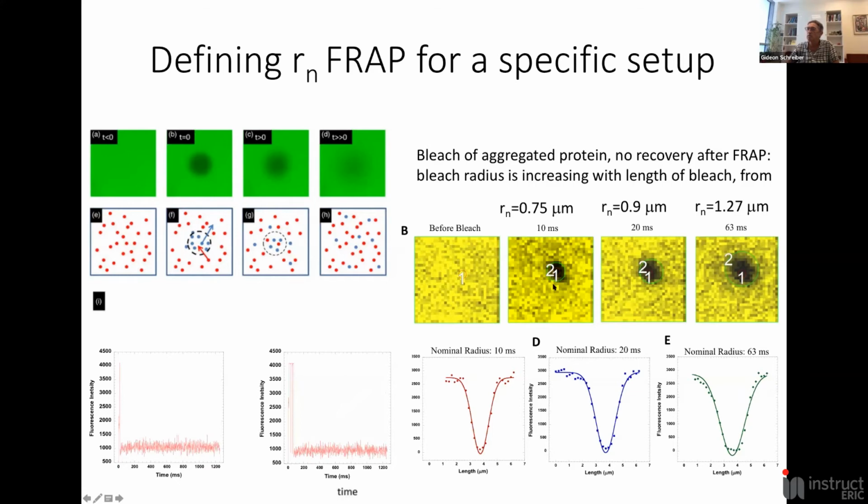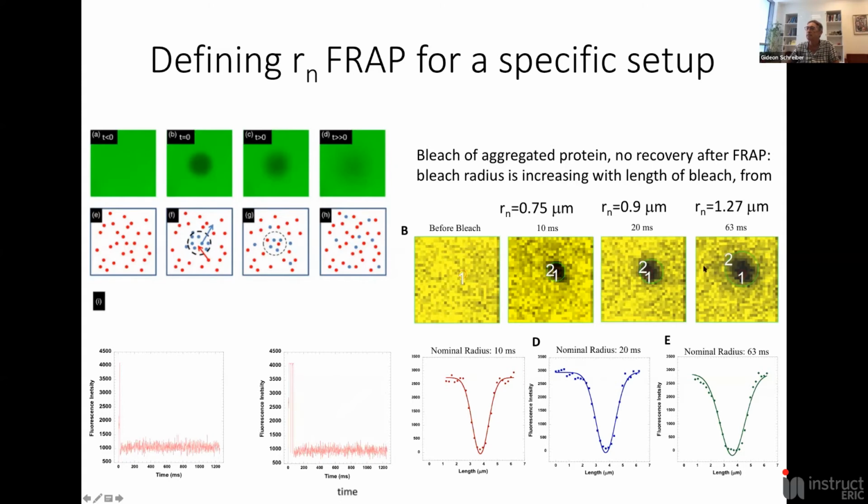And what you can see is that the size of bleach is changing depending on the bleach time. You see, this is 10, 20, and 63 milliseconds, and the size of the radii is increasing. As I said, the radii is squared. So this is a very important parameter, and this relates to the bleach time.